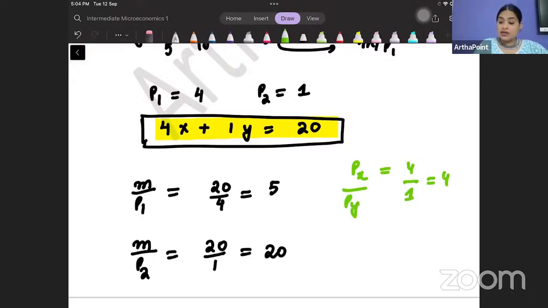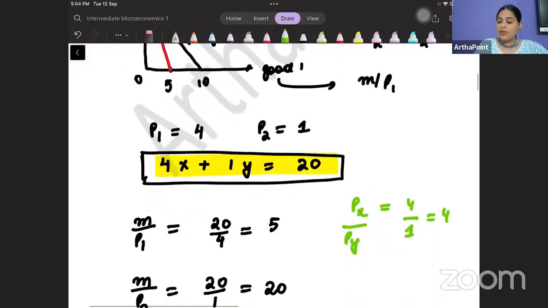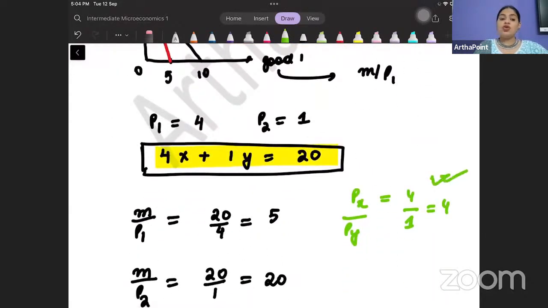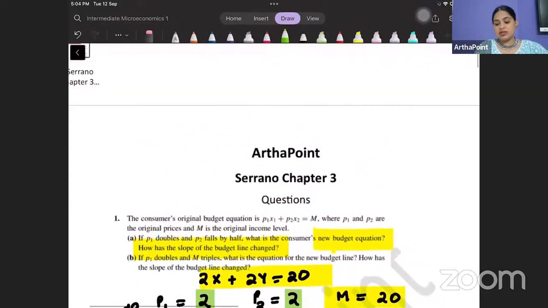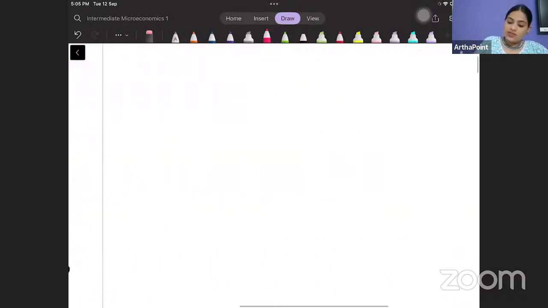So earlier, beta, I was getting the slope as 1 and now I'm getting the slope as 4. So the slope has increased. I hope this is clear to you. So this is question number 1 of chapter 3 of Serrano. Okay? Achha, now I want to do this in the generalized way. Okay? So generalized में देख लेते हैं.